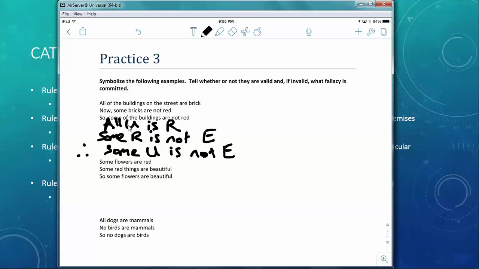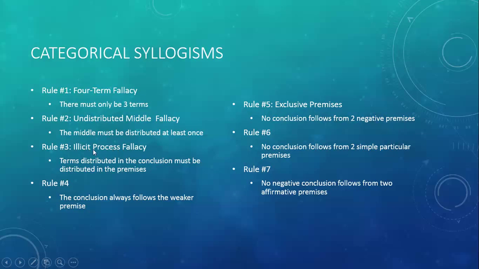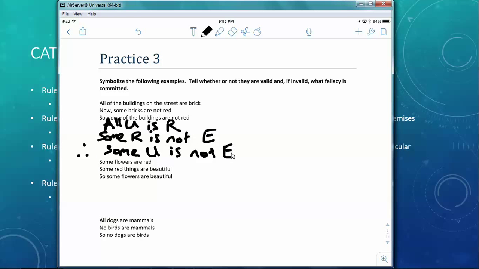I'm going to keep going just so that, like I said, you don't have to figure out every single one, but just to make sure that we see them all. Illicit process fallacy. E is distributed down here. E is distributed up here. That's okay. That's good.